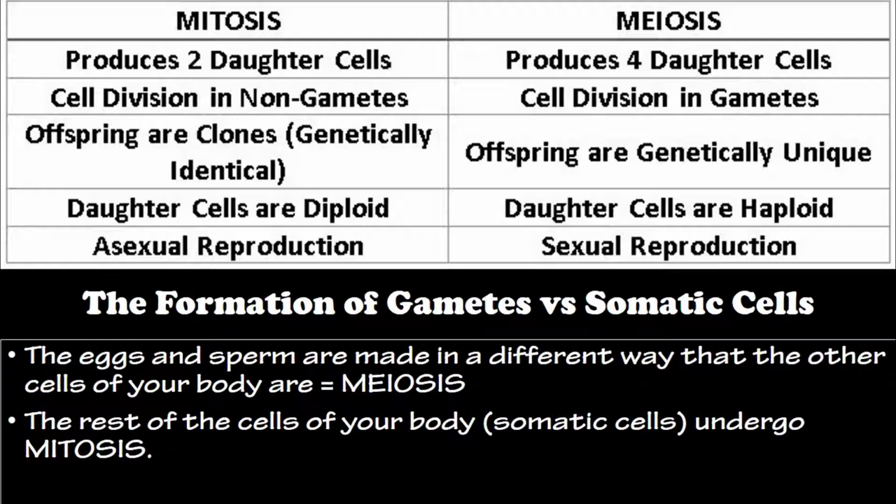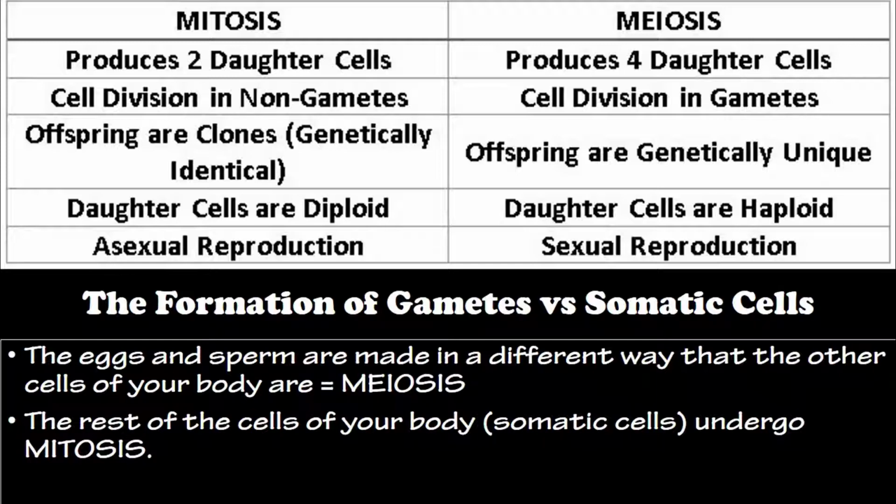Mitosis is used for non-gamete cells or somatic cells. Meiosis is used for gametes, which are the eggs and sperm. In mitosis, the daughter cells or offspring are genetic clones of the parent. In meiosis, the offspring or daughter cells are genetically unique from the parent cell.